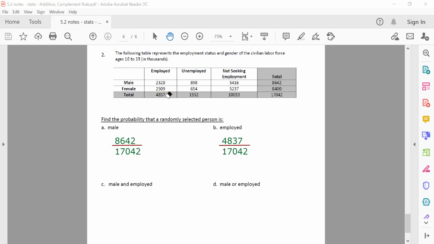Now this one's getting a little bit more specific. Find the probability a randomly selected person is both male and employed. Ooh, so we have to actually get in here and say, there's 2,328 people in this age group who are both male and employed, but still out of 17,042 total people. So now the numbers are 2,328 divided by 17,042.